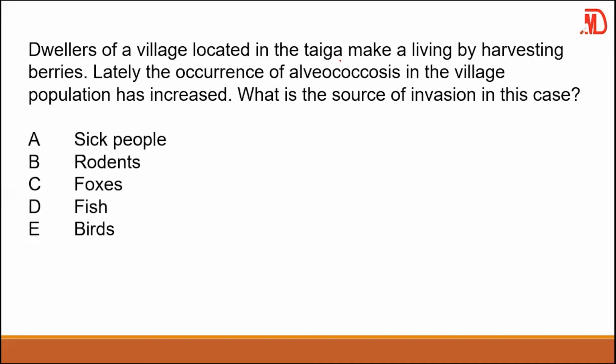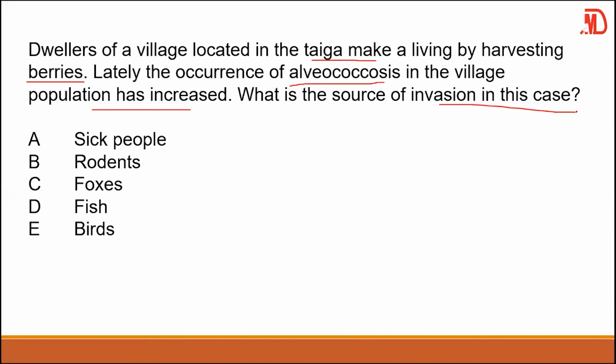Dwellers of a village located in the taiga make a living by harvesting berries. Lately, the occurrence of alveococcus in the village population has increased. What is the source of invasion of this case? So this is definitely what we call alveolar echinococcus. Echinococcus, that's basically it. And this is just what? A parasitic disease of a tapeworm.